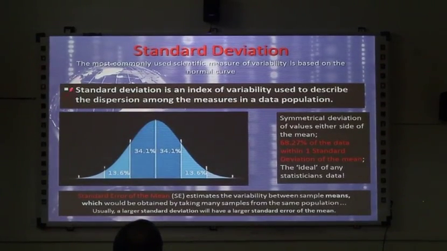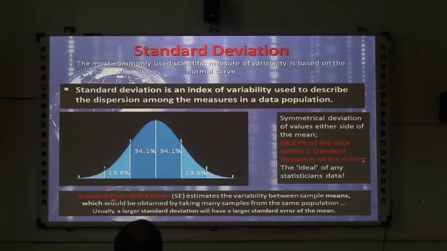Okay, the standard deviation you attach to your average normally describes the variability, the dispersion of the data set about the average measure. That's the way it's used most.